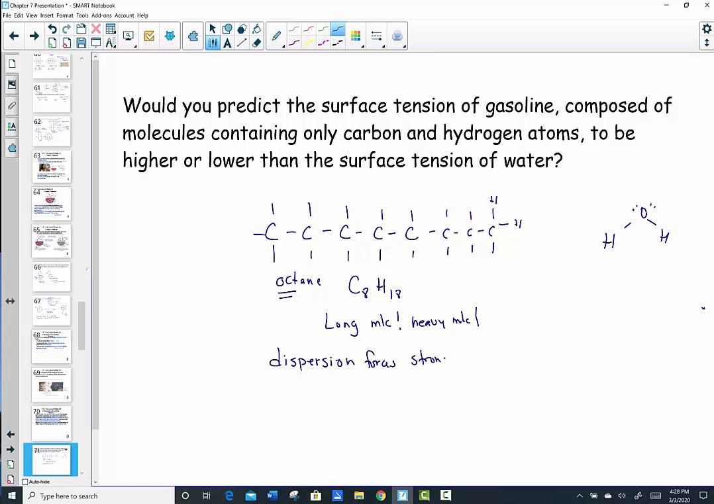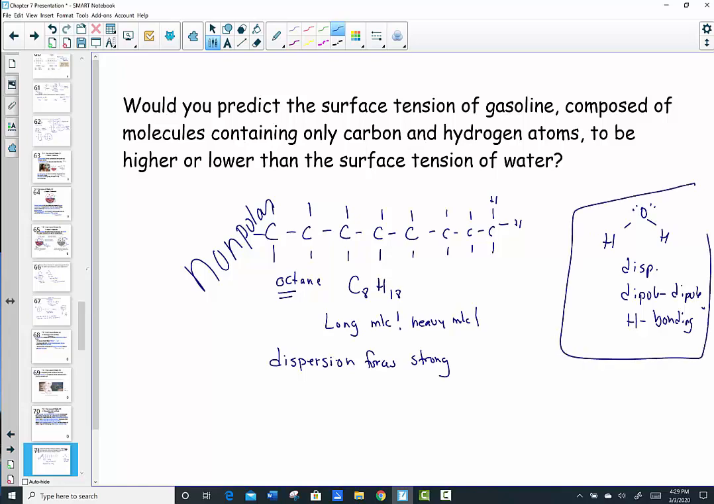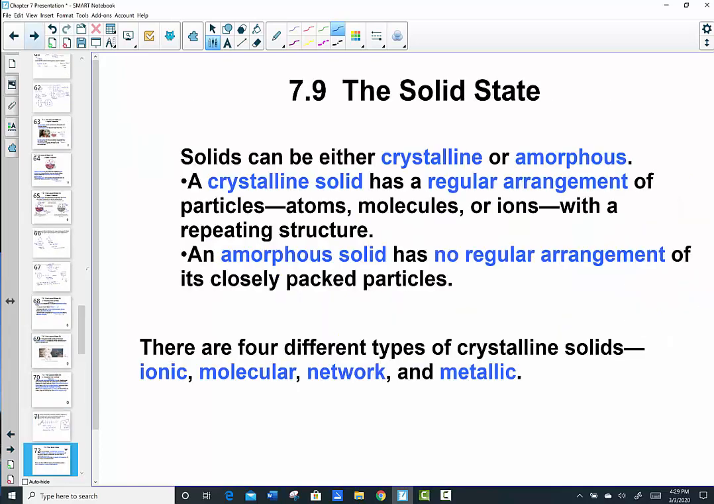But what about water? Well, it has dispersion because all of them do. We know it has dipole-dipole because it's polar, and it meets the criteria for hydrogen bonding. So this non-polar molecule, even though it's long and has strong dispersion forces, does not have the same strength of intermolecular attractions as water does, and therefore water would have a higher surface tension. Now think about it. Things don't float on gasoline. Things float on water due to the surface tension, really because of its hydrogen bonding.